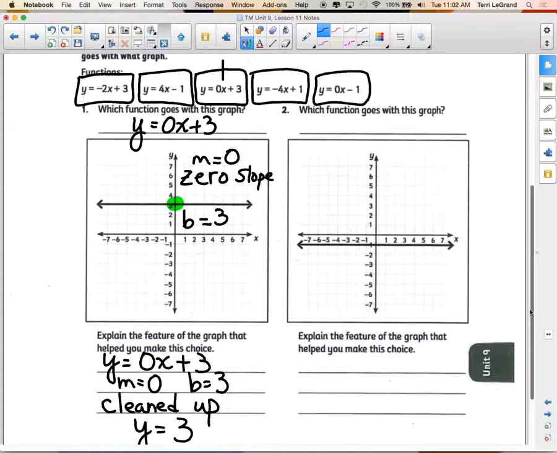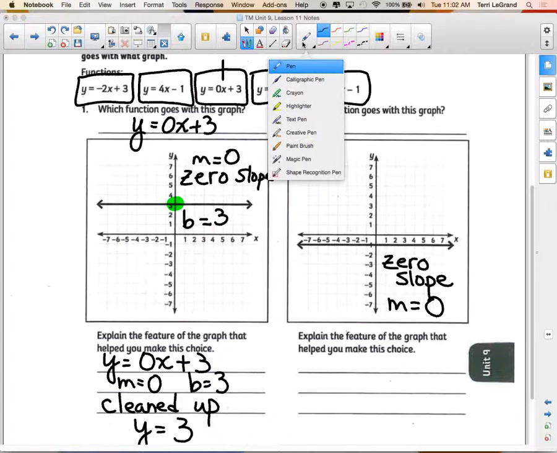Okay, let's try another one. Oh, this is our line right here. It's below the x-axis. It's the one right here, below the x-axis. It's what kind of a line? It's not a 0 line, it's a 0 slope because it's what kind of a line? Horizontal line, which then makes it a 0 slope. So we say 0 slope, which means then that m equals 0.